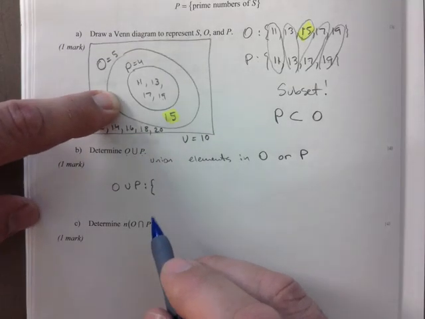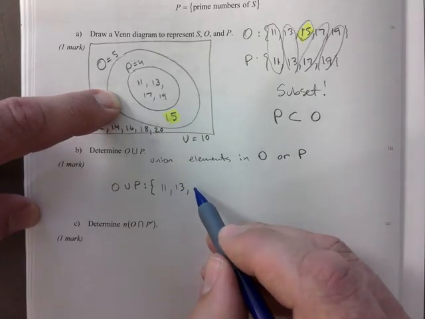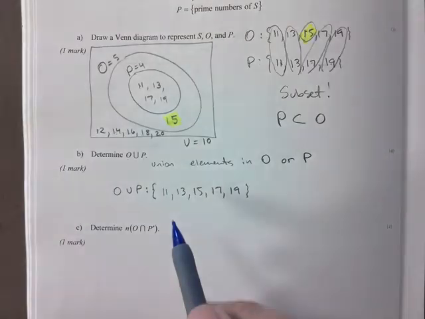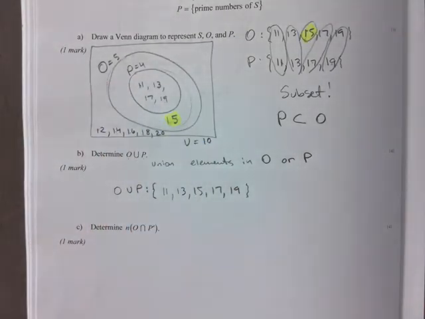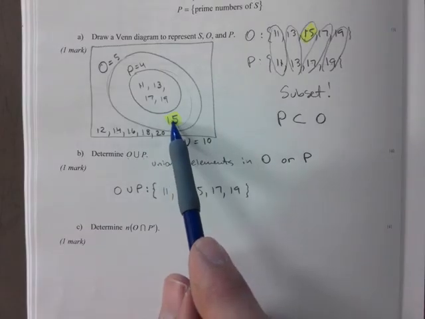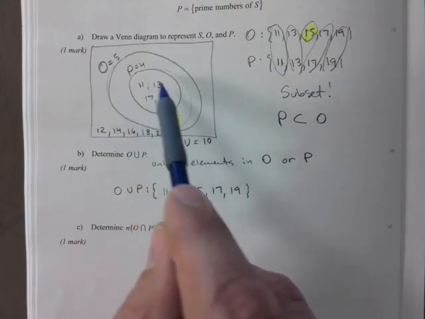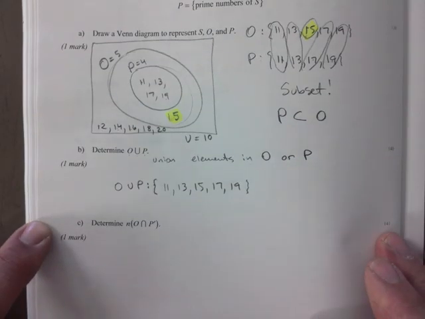So we just go 11, 13. It's essentially O. 15, 17, 19. Yes. It's essentially all of O, because for the union of the two, all you have to do is make sure 15 is part of it. You're basically listing all the elements in both of them, but no repeats. So there we have it.